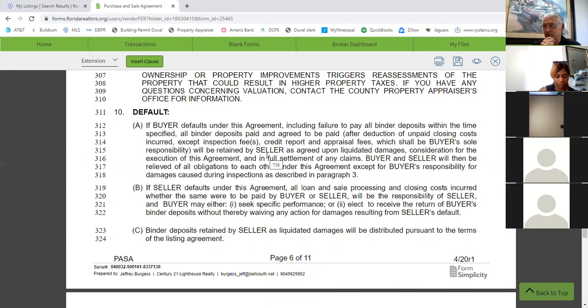If the buyer defaults. Okay, so the buyer didn't make loan application. The buyer promised to put $2,000 in binder deposit. The buyer failed to put $2,000 in binder deposit. The buyer failed to make application for a loan. The buyer is now, according to paragraph 2, in default. Okay, where does this contract go at that point? The seller, under paragraph 10, buyer's default, can sue the buyer for the $2,000 and collect the binder and attorney fees, likely.